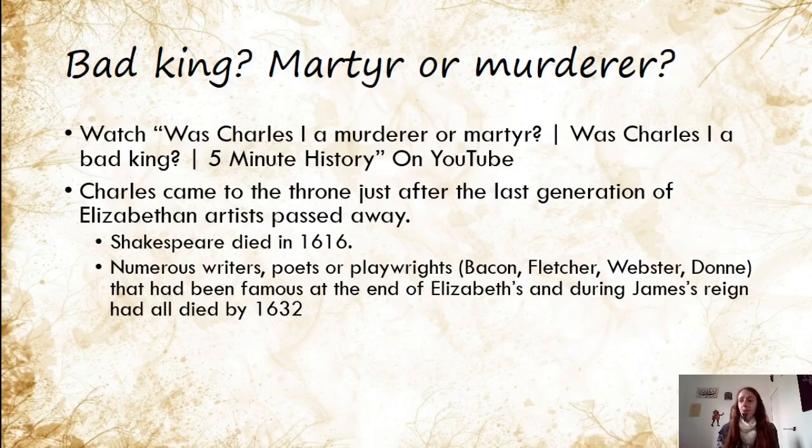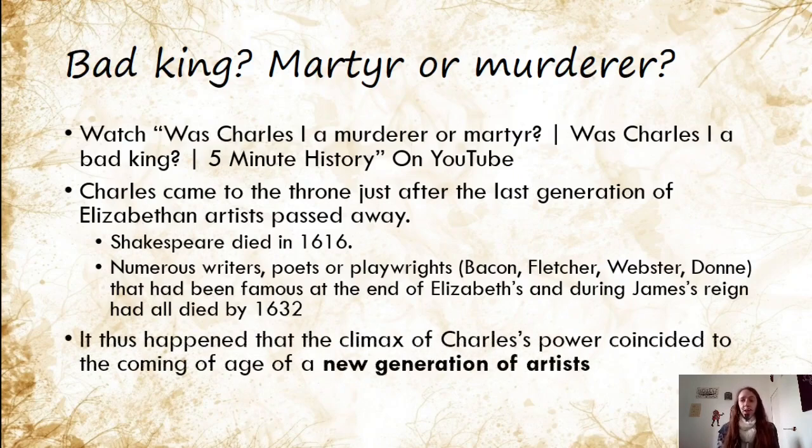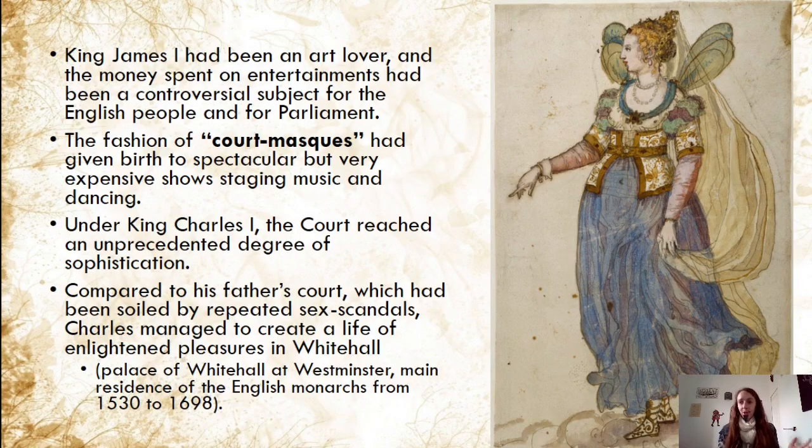But Charles came to the throne just after the last generation of Elizabethan artists had passed away, with Shakespeare having died in 1616, just so that you can connect the literature lessons with the history lessons. Numerous poets, writers, playwrights that had been famous at the end of Elizabeth's reign and during James's reign had all died by then. So it happened that the climax of Charles's power coincided with the coming of age of a new generation of artists.